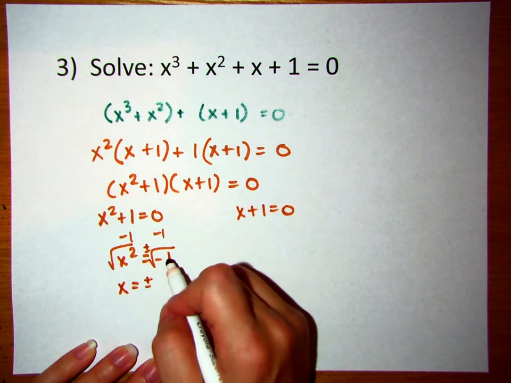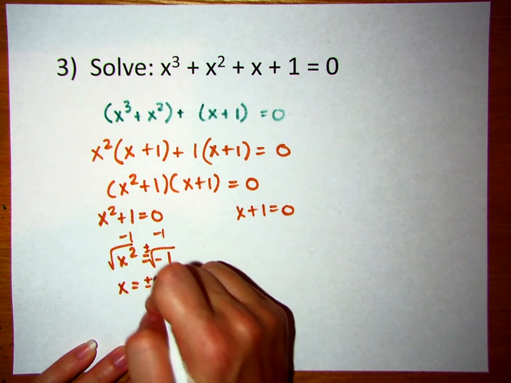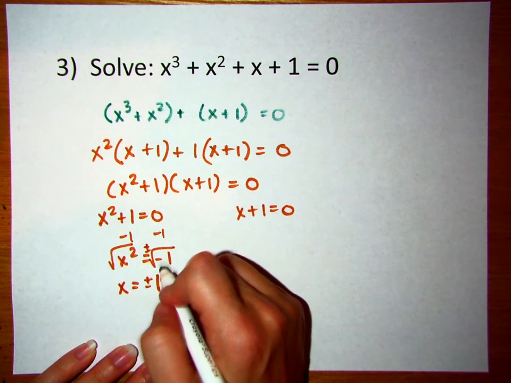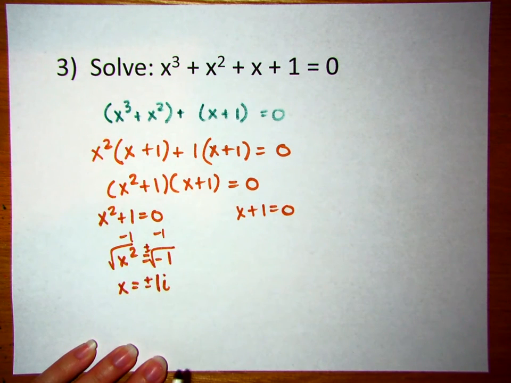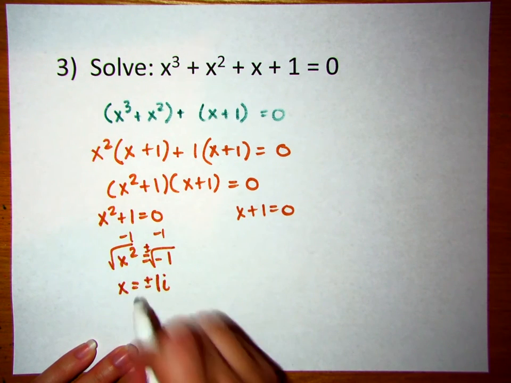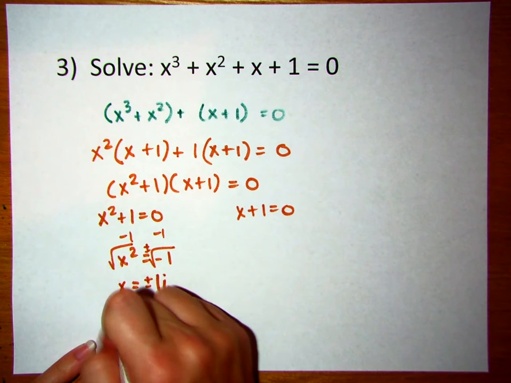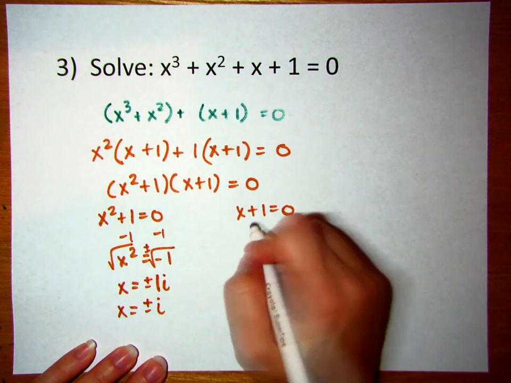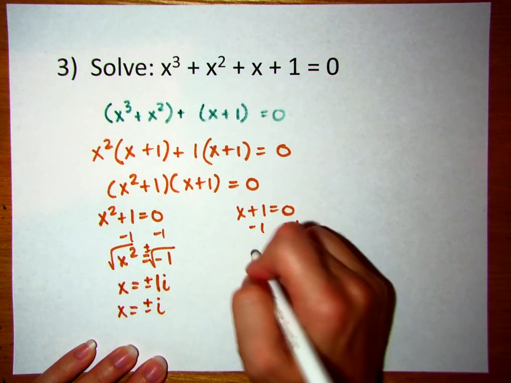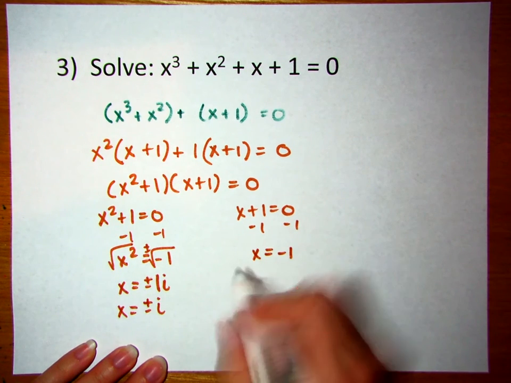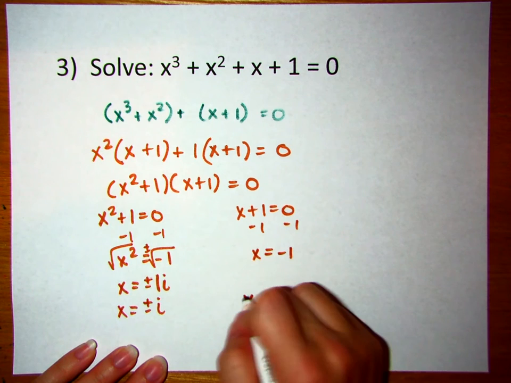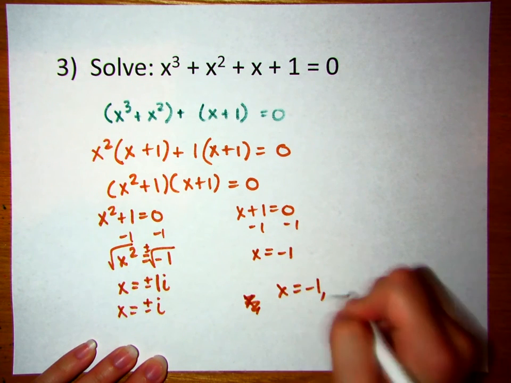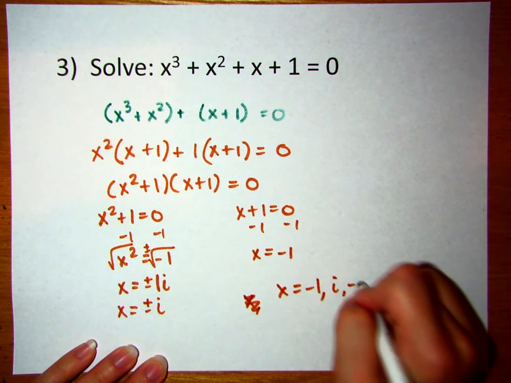Now, here's the thing. The square root of 1 is 1, but then we have this negative here, so that would be an i if we take the square root of negative 1. So this is like negative 1 i, or x equals plus or minus i. And then this one here, if I subtract 1 from both sides, we have x equals 0 minus 1, which is negative 1. So we're looking at some solutions here of x equals negative 1, positive i, and negative i.